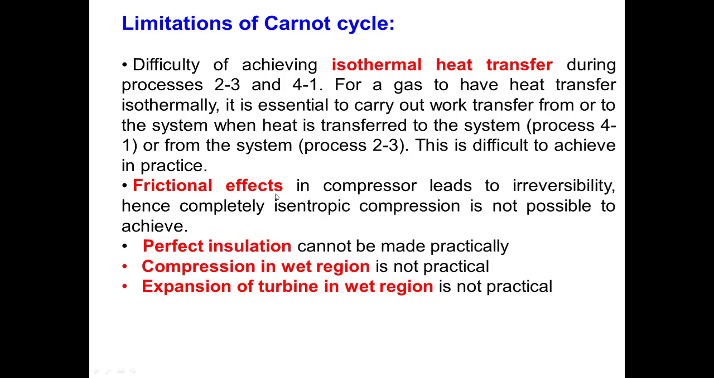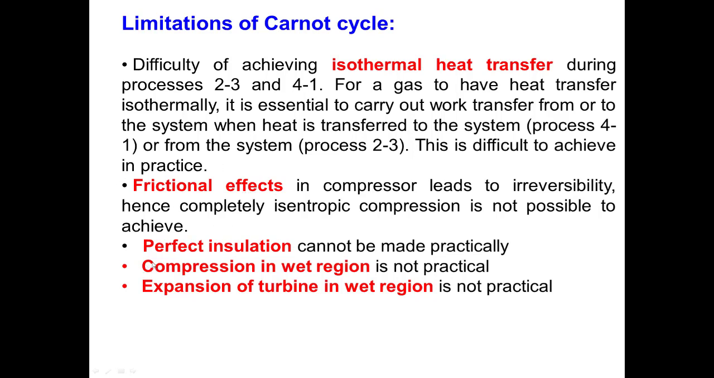And the second reason: the expansion in the turbine and compression in the compressor, we assume isentropic, but isentropic compression and isentropic expansion are practically very difficult to achieve, because there is always heat loss from the system or heat gain from the environment into the system, and also because of the frictional effect. The rotation of the compressor cannot be free from friction. Similarly, the expansion in the turbine cannot be free from friction. So that's the second reason, right?